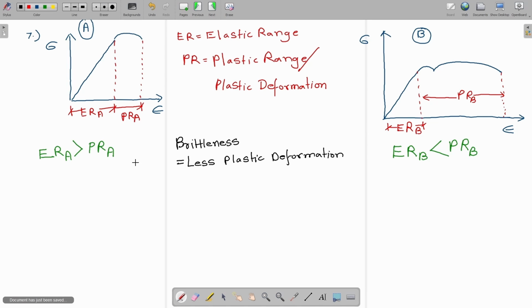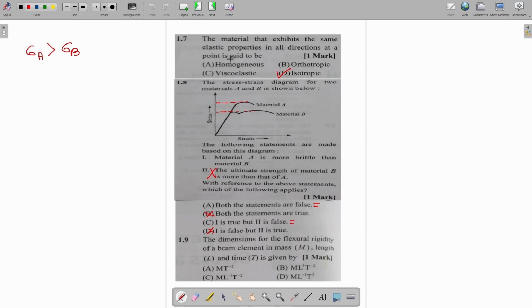Now in both these materials, which has the less plastic deformation or plastic range? A. Therefore we can say that A is more brittle than B. Therefore the option will be: A is more brittle than B. Therefore the option is C, not A. 1 is true, 2 is false.